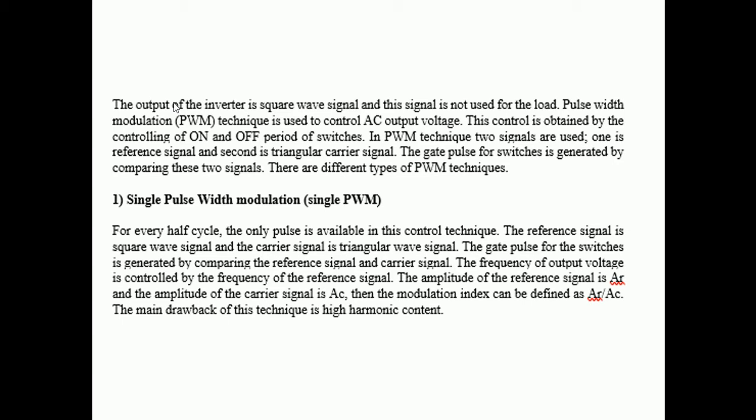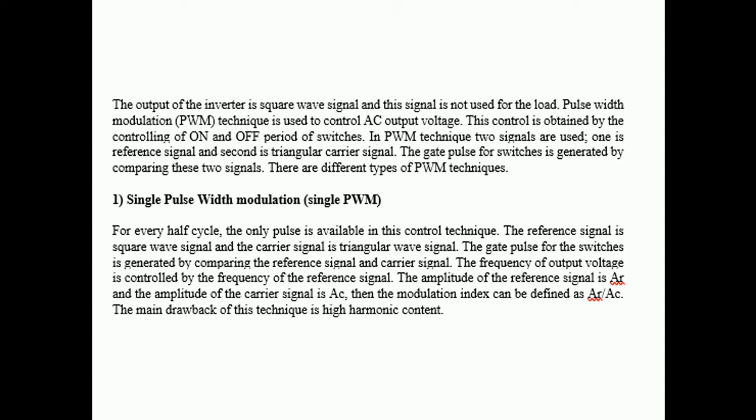So the output of the inverter is a square wave signal, and this signal is not used for the load. Pulse width modulation technique is used to control the AC output voltage. This control is obtained by controlling the on and off period of switches, that is the T on and T off. So the duty cycle is defined as T on over total time. Total time includes T on plus T off.